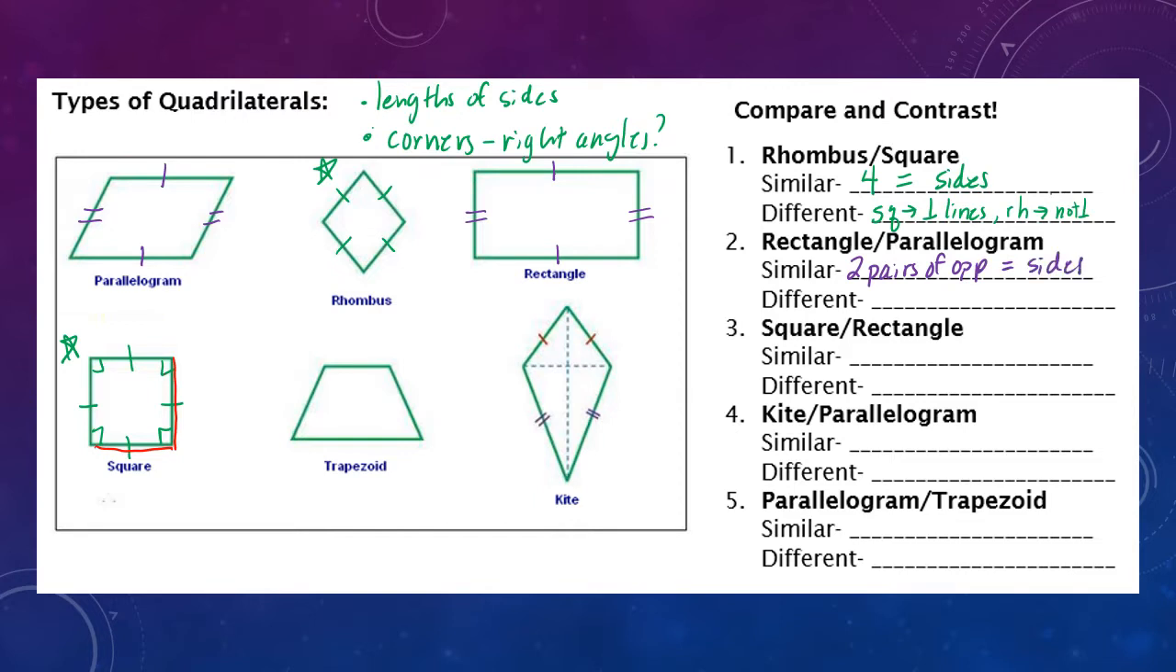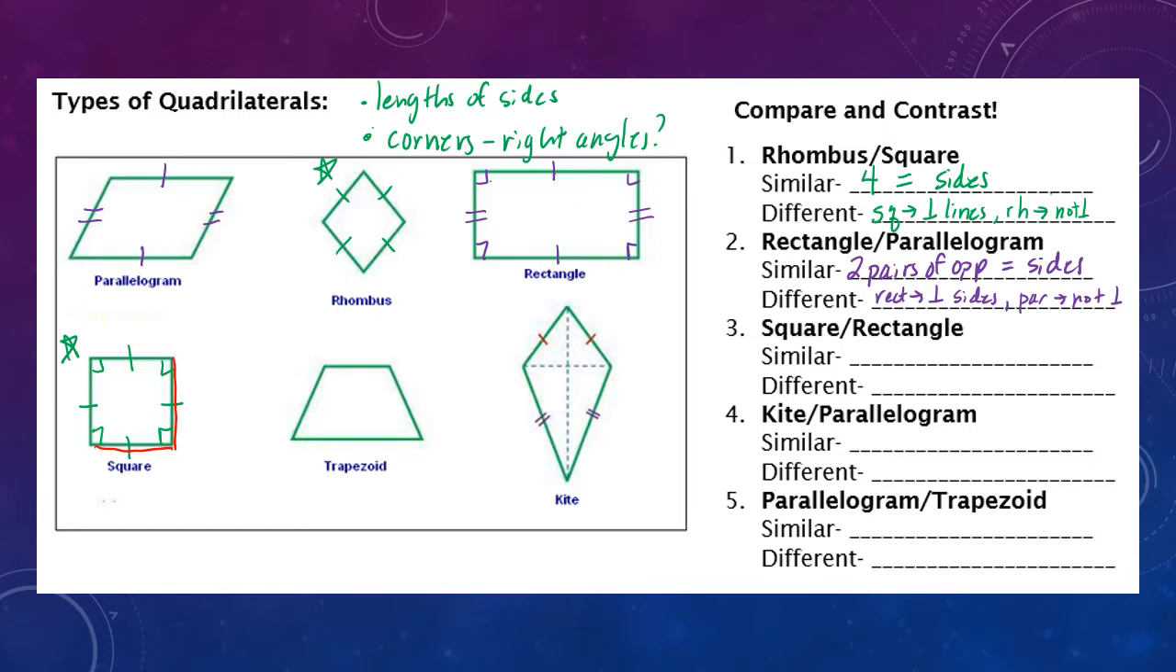And then their difference is actually the same as it was for the rhombus and the square. A rectangle has four right angles, meaning that the sides are perpendicular. So for the rectangle, we have perpendicular sides. And for the parallelogram, they are not perpendicular, because if they were, it would be a rectangle. So for the parallelogram, the sides are not perpendicular.